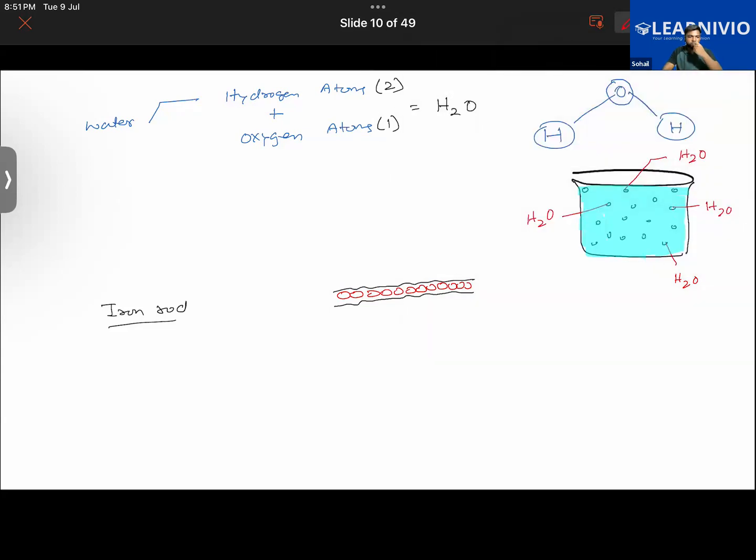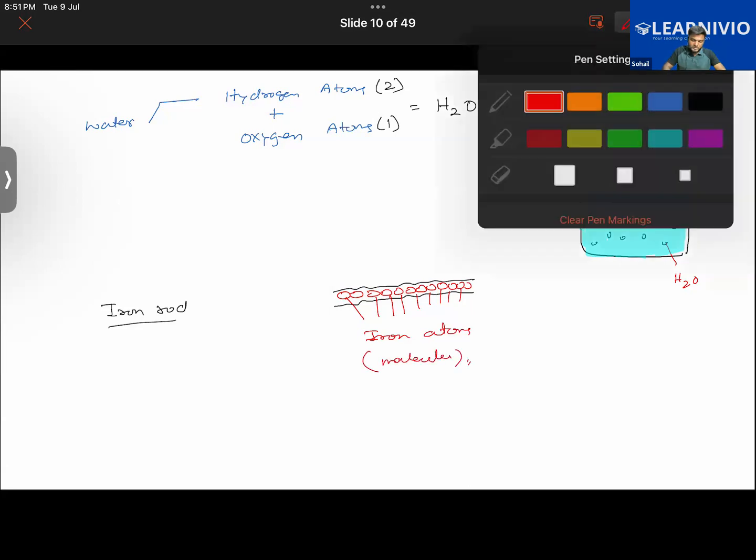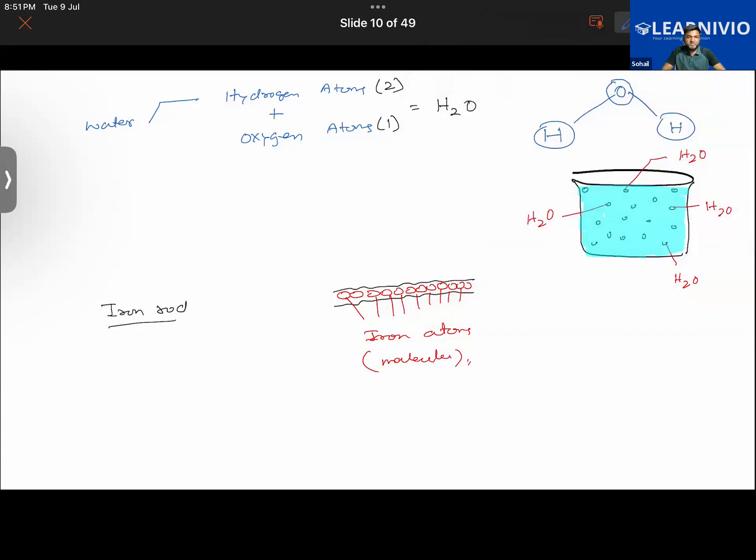Hope you guys are able to understand that. Yes, sir. So all of them are iron atoms, or more specifically, molecules here as well. So they are made up of the same type of substances.